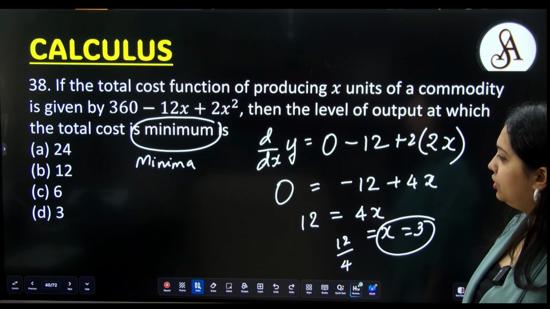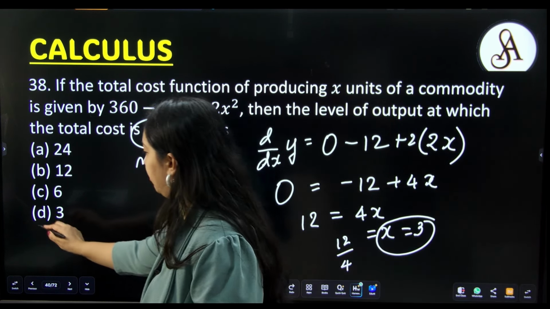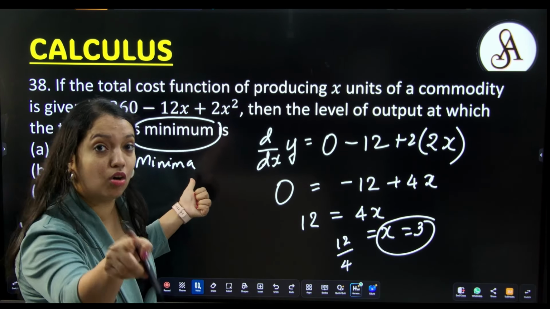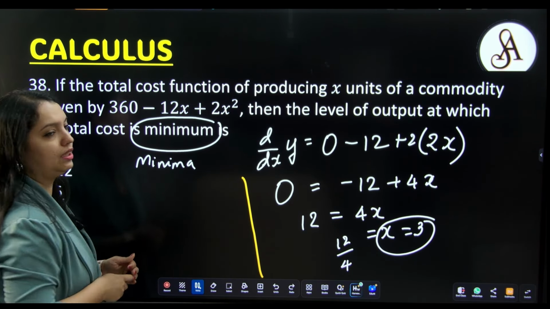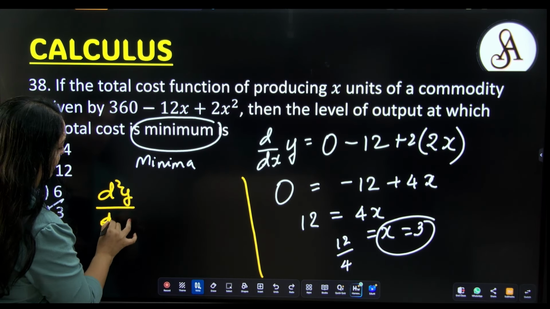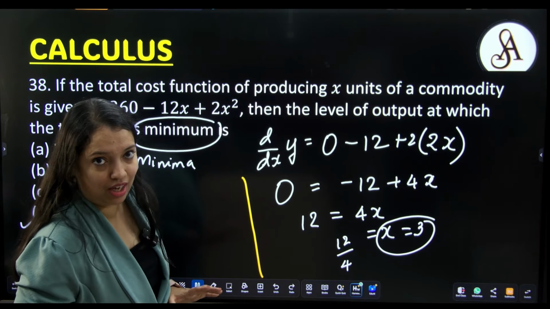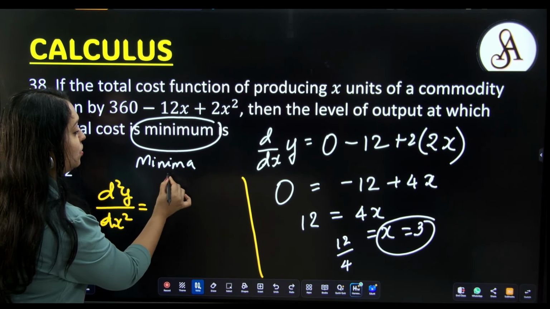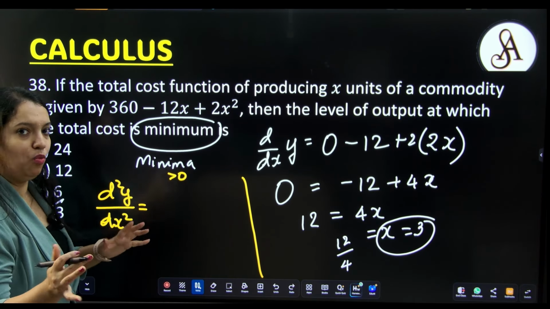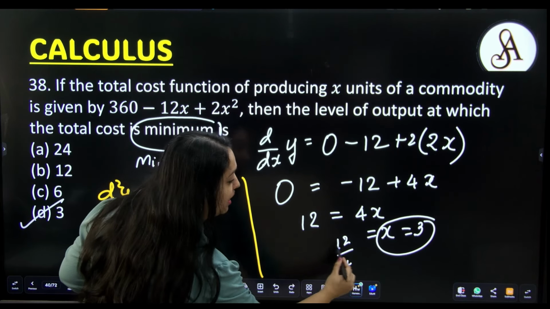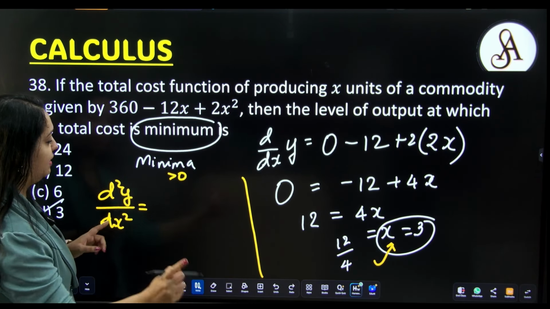What are they asking in the question? Total cost is minimum when? I am getting the value as 3. But whether 3 is correct, for maxima minima, for cross verification we have to do one more step, which is finding the second order derivative, d square y by dx square, just to check what we are doing is correct or not. If I get any value greater than 0, then what I have done is correct. But that's not the answer. What I did is correct, which is taking x value as 3. Let's check this out.